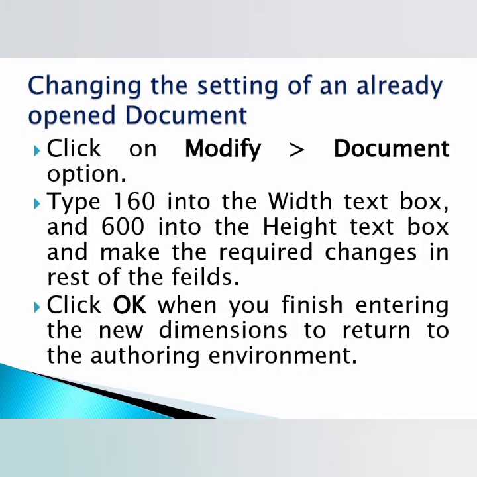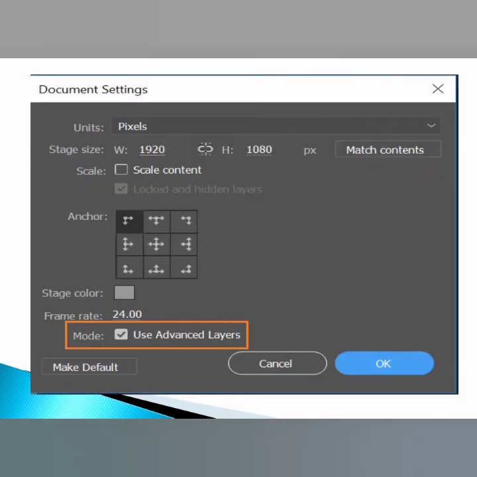Suppose we have already made one document and we want to make changes in that. So, changing the settings of an already opened document. For that, we just have to click on Modify, then the Document option. Then type 160 in the width text box and 600 in the height text box and make the required changes in the rest of the fields. And click on OK when we have finished entering the new dimensions to return to the authoring environment.